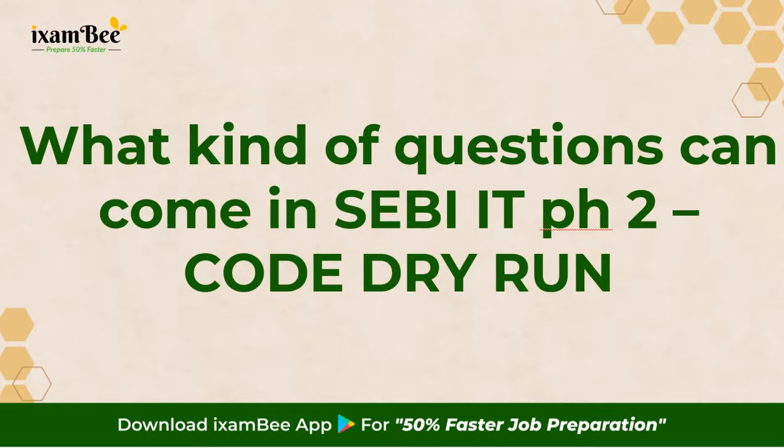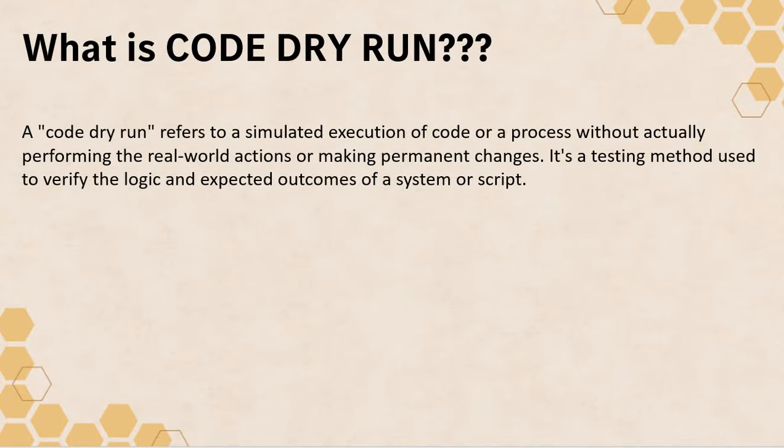Now, before understanding any question on code dry run, first I will make you understand what a code dry run is. We have to understand what exactly code dry run is to understand what sort of questions can be asked. So a code dry run refers to a simulated execution of code or a process without actually performing the real-world actions or making permanent changes. So you don't make any change to the code, and you don't perform any sort of real-time scenario. It is just a testing method to verify the logic and the expected output from a system or a script.